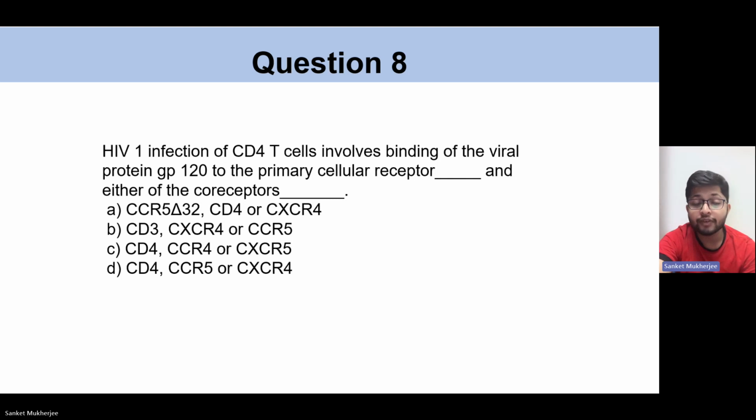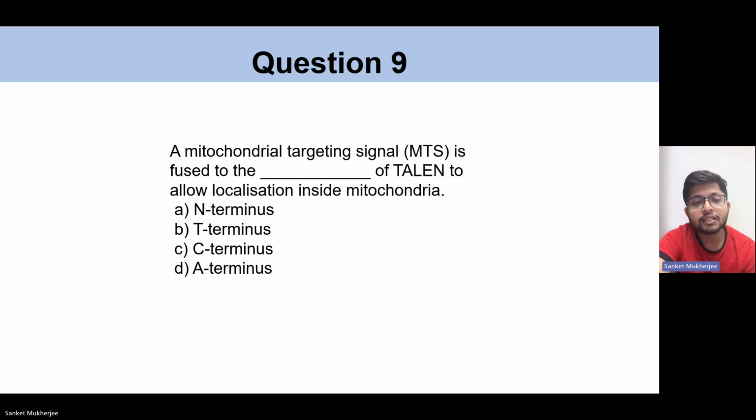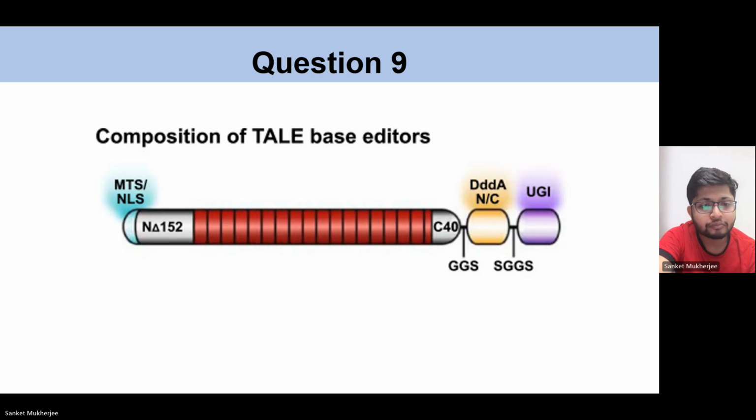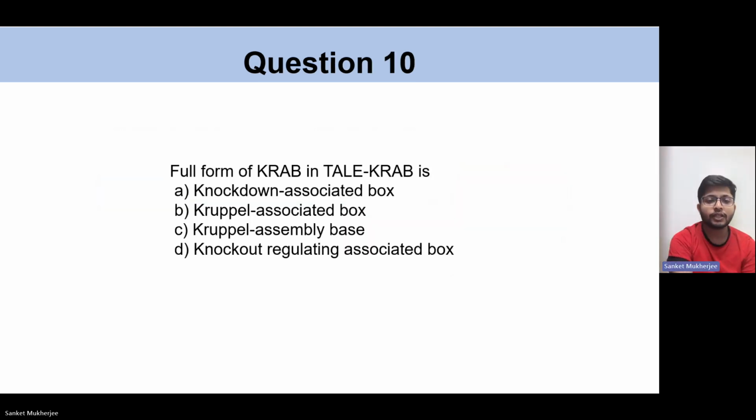HIV-1 infection of CD4 T cells involves binding of the viral glycoprotein GP120 to the primary cellular receptor CD4, and either of the co-receptors, either CCR5 or CXCR4. That would be the answer. A mitochondrial targeting signal is fused to the N terminus of TALEN and allows localization inside mitochondria. The full form of KRAB in TALE-KRAB is Kruppel associated box.